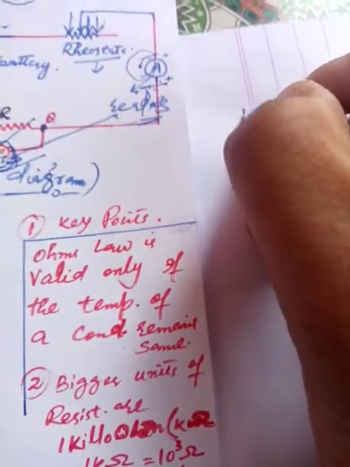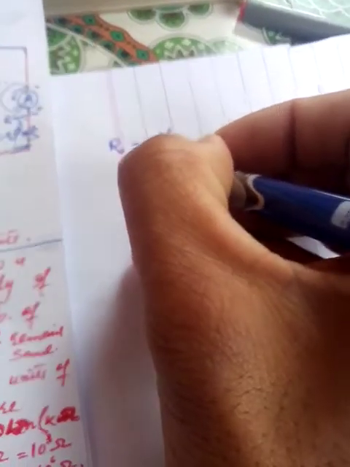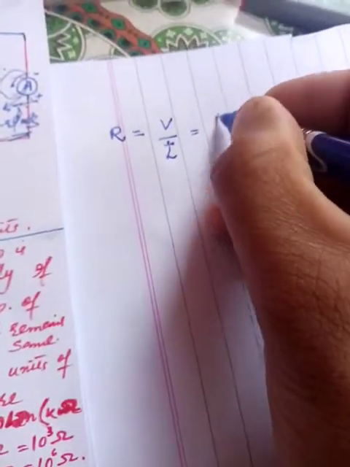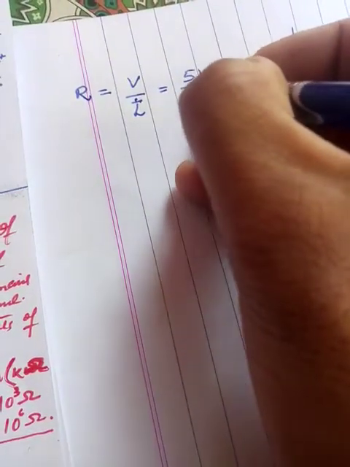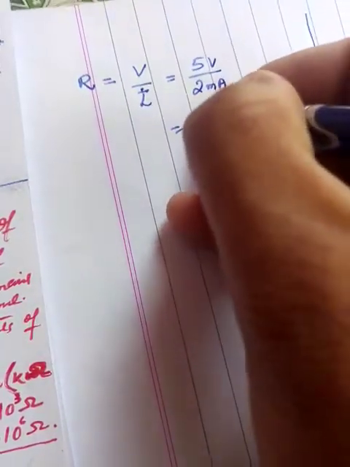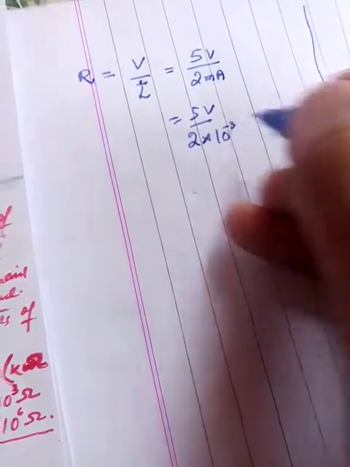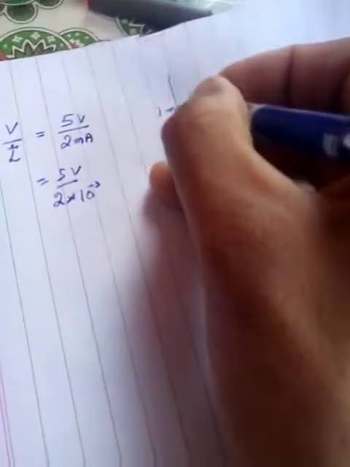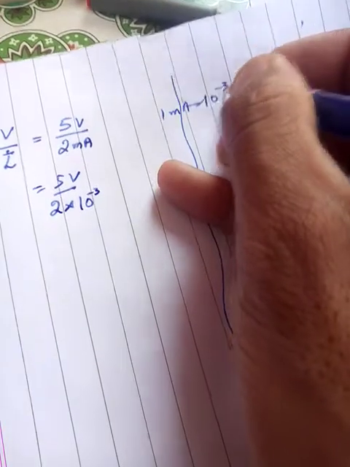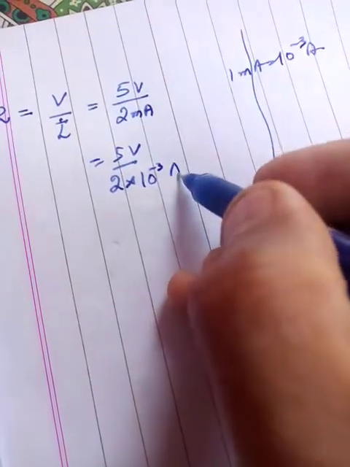So we can calculate resistance, which we have already discussed in the last session. R is given by the ratio of potential difference to current. Suppose we have measured the current as 2 milliampere, then R is equal to 5 volt divided by 2 milliampere. Milli means 10 raised to the power minus 3, because 1 milliampere is equal to 10 raised to the power minus 3 ampere. So 2 milliampere means 2 into 10 raised to the power minus 3 ampere.